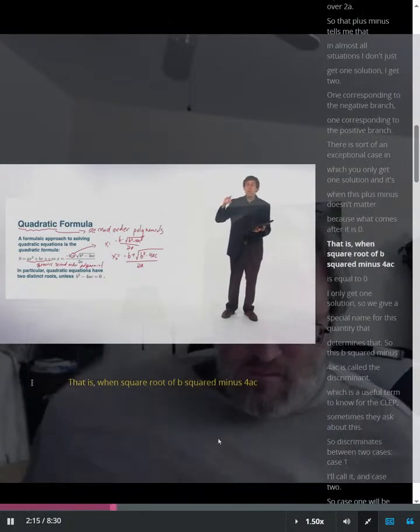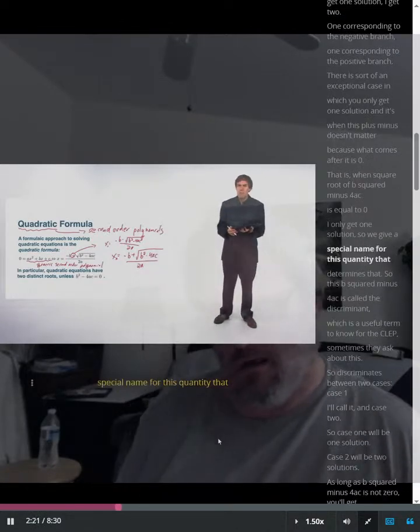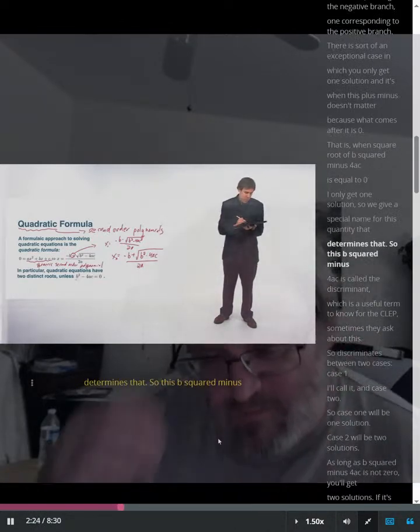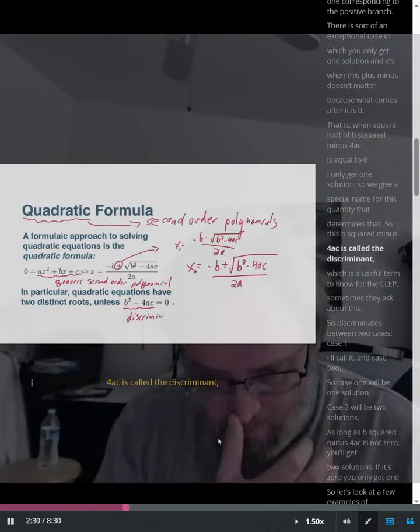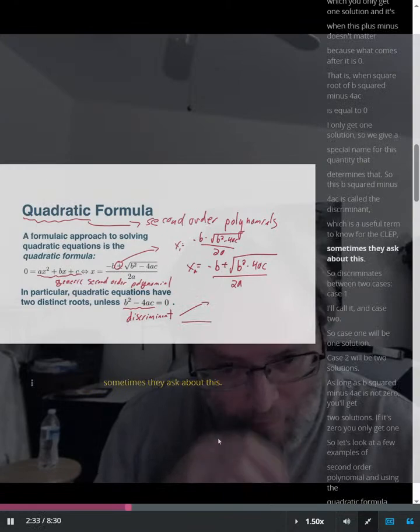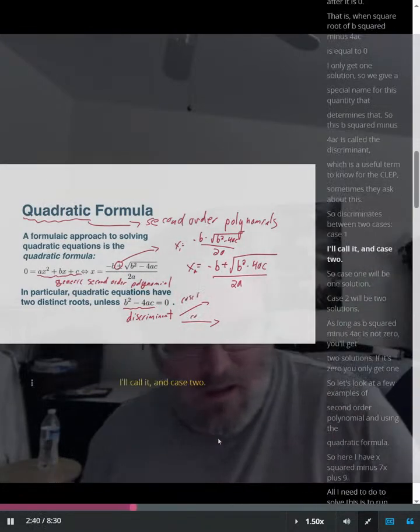That is, when the square root of b squared minus 4ac is equal to 0, I only get one solution. So we give a special name for this quantity that determines that. This b squared minus 4ac is called the discriminant, which is a useful term to know for the CLEP. Sometimes they ask about this. So it discriminates between two cases. Case 1, I'll call it, and case 2.